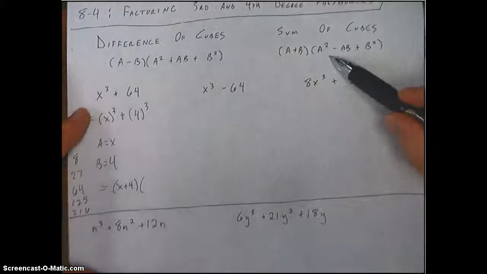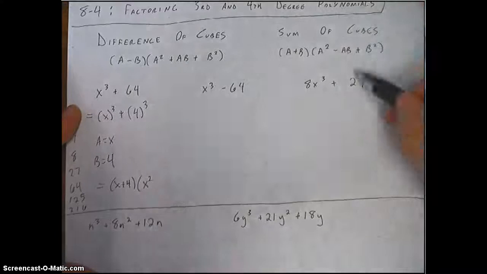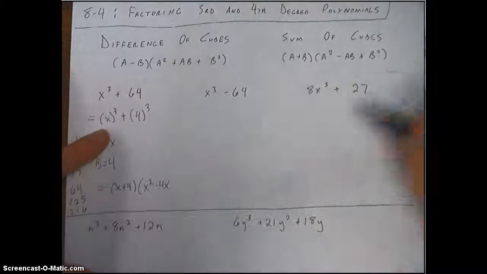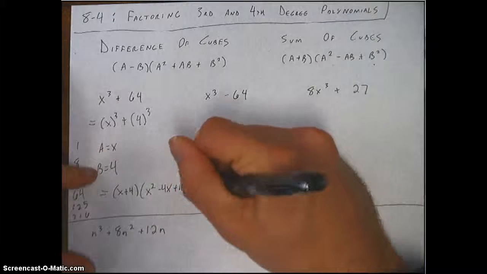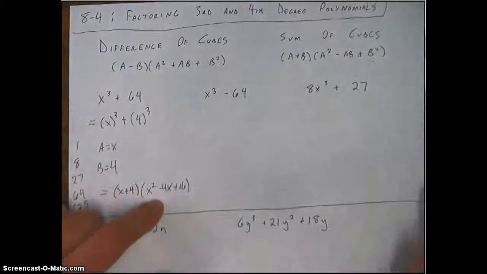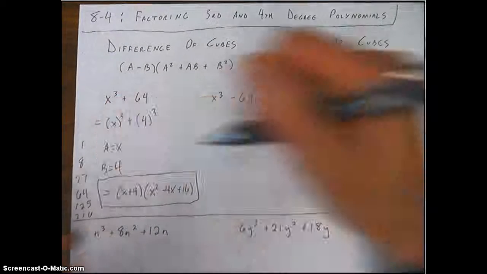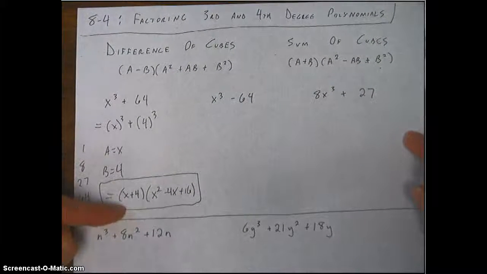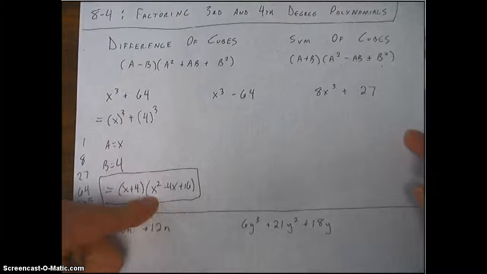And then over here we've got a squared, so x squared, minus ab, which is minus 4x, and then plus b squared, so plus 4 squared, which is 16. And that's it. You'll never be able to factor this term further. So this is the fully factored form of this binomial. So we got one factor with an x and one factor with an x squared.